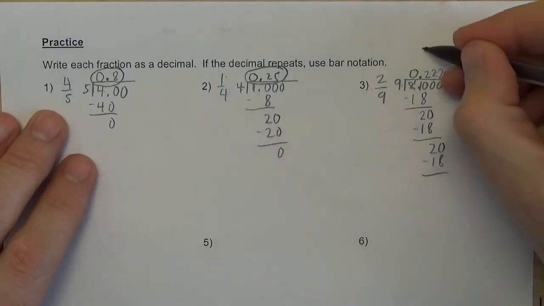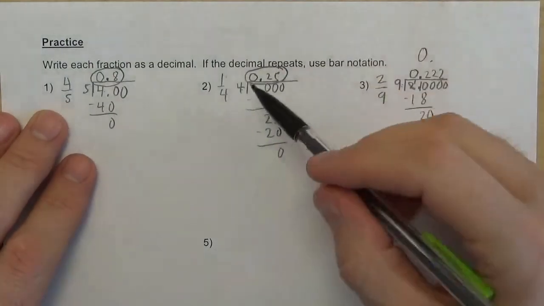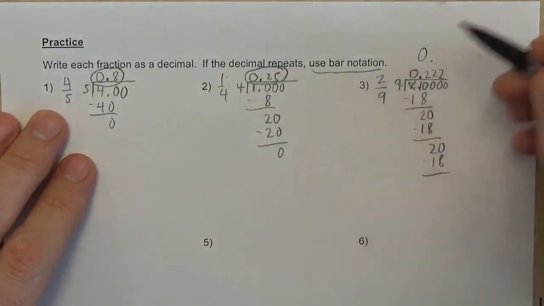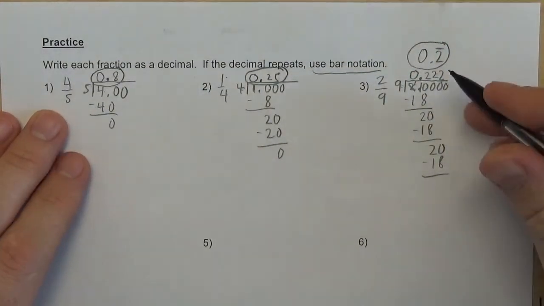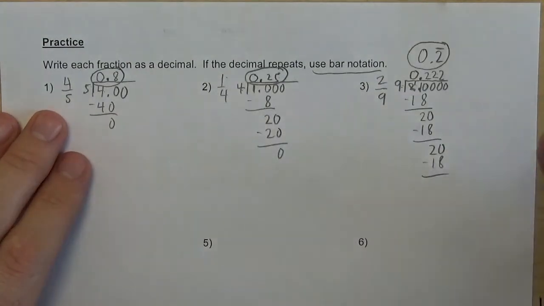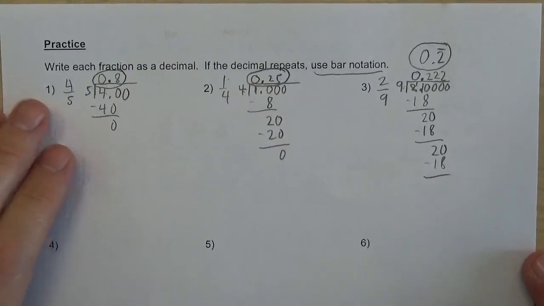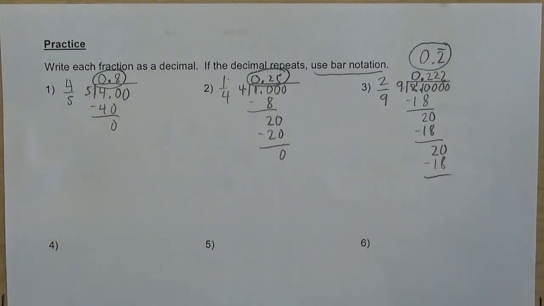So we're going to rewrite this with bar notation, because it says here, if the decimal repeats, use bar notation. So 0.2 repeating. If it keeps on doing the exact same thing over and over again, you can stop. You can write it as a repeating decimal with that bar notation. We'll do some more of these in class, but that'll give you a start. Hopefully you're beginning to get a feel for that. We'll do some more practice later.